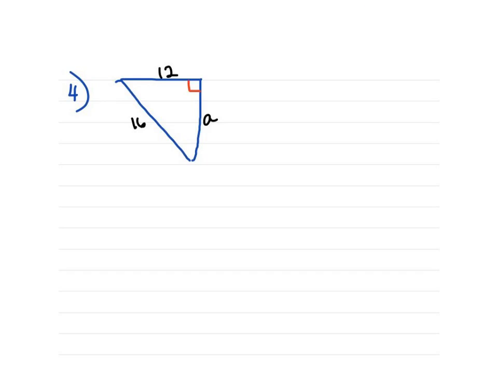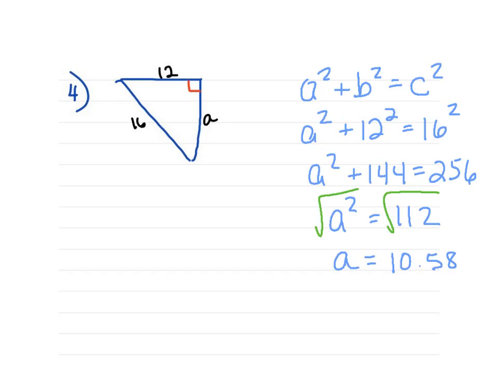Okay, number 4, please do this one on your own. Pause the video, work it out, come back and check your answer. Please check your work for number 4. A is equal to 10.58 rounded to the hundredths place.